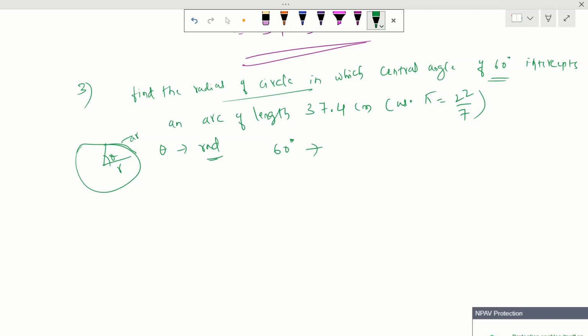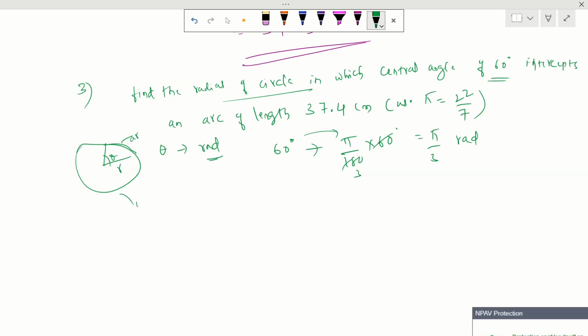So 60 we have to convert into radians, which means pi by 180 into 60. Here 6 ones are 6, 6 threes are 18, so 6 threes are 180. Then it is pi by 3. This is pi by 3 radian.